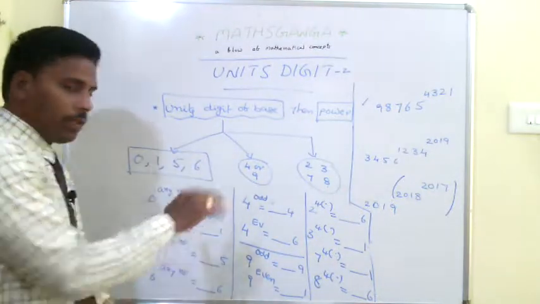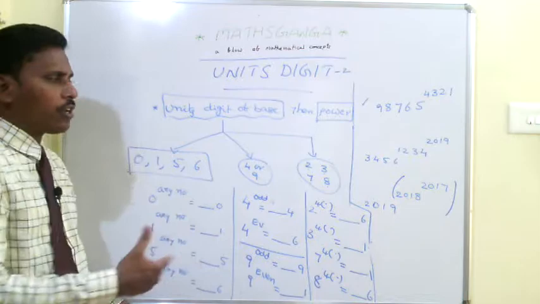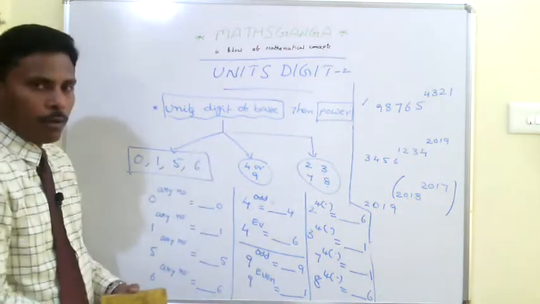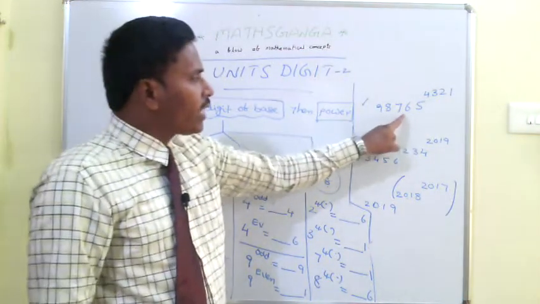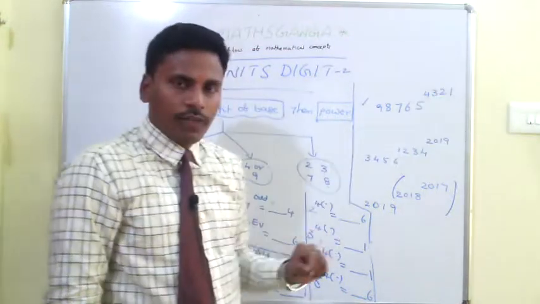Okay, so just keep these things in our mind, and then I am going to do certain problems. I listed here certain problems. If you observe, 98,765 power 4,321. This is the number.